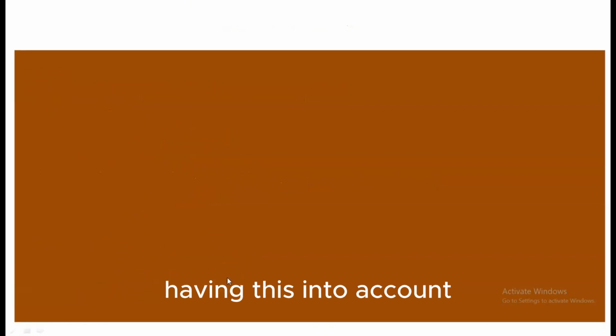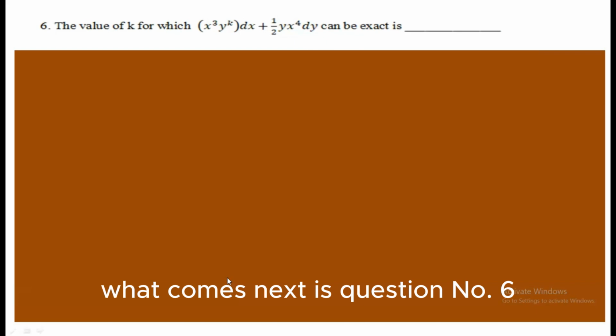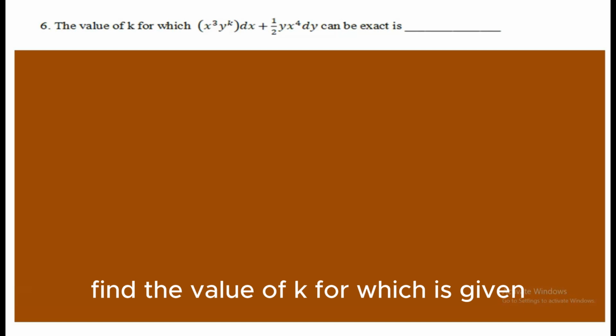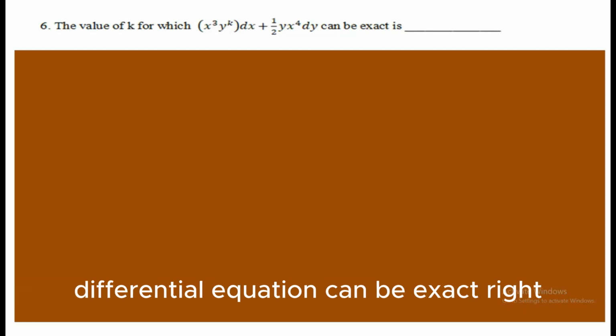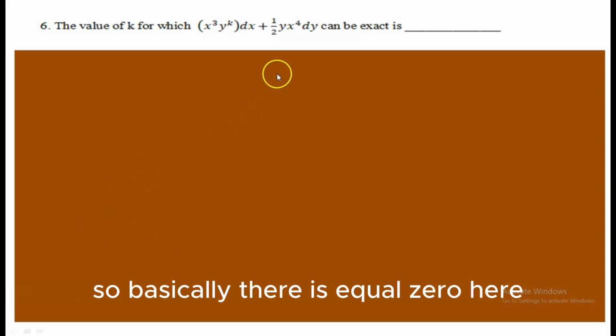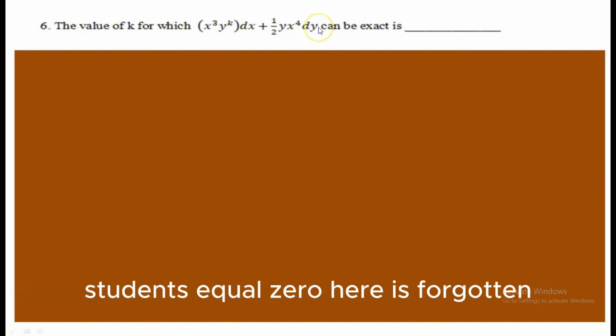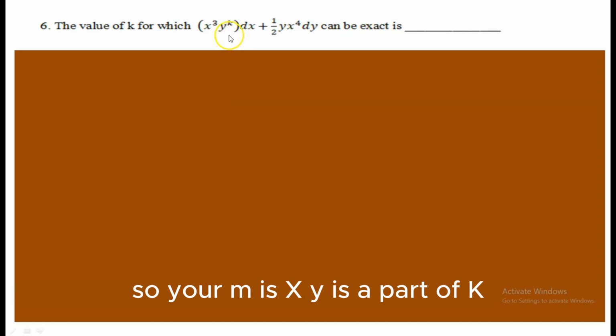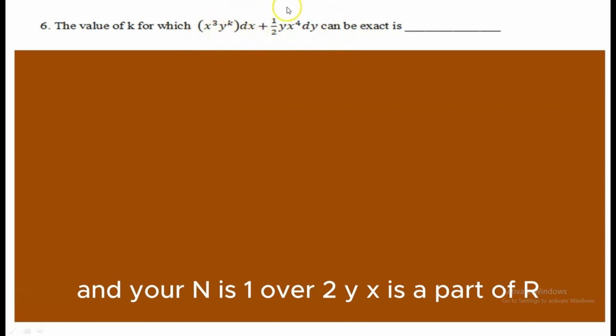Now, having this into account, what comes next is question number 6. This question says find the value of k for which this given differential equation can be exact, right? So basically there is equal 0 here, students, it's forgotten, but we must have that one. So your m is x cubed y to the power of k, and your n is 1 over 2 y x to the power of 4.